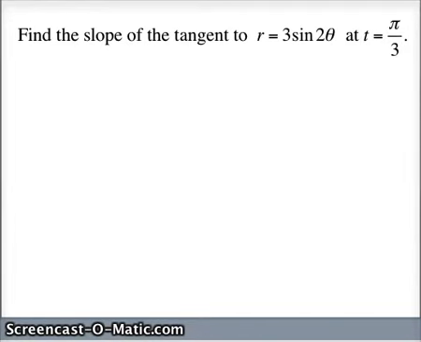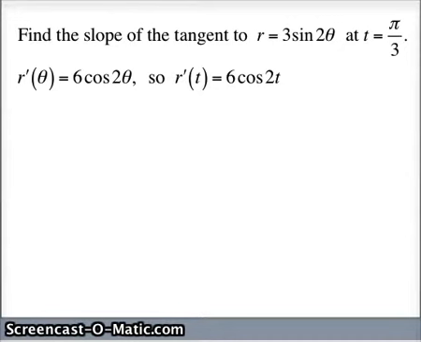Again, this is our question: slope of the tangent to r equals 3 sine 2 theta at t equals pi over 3. Now, we're going to need to have the derivative of r. So r as a function of theta is 3 sine 2 theta. The derivative of sine 2 theta is cos 2 theta times 2, so that the derivative of r with respect to theta is 6 cos 2 theta.